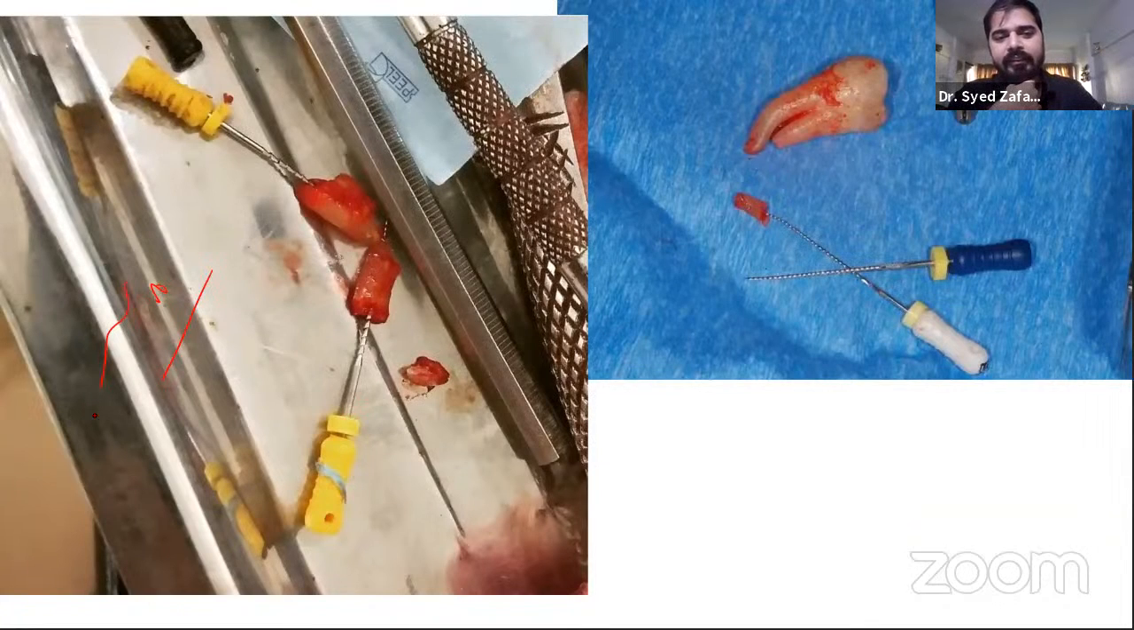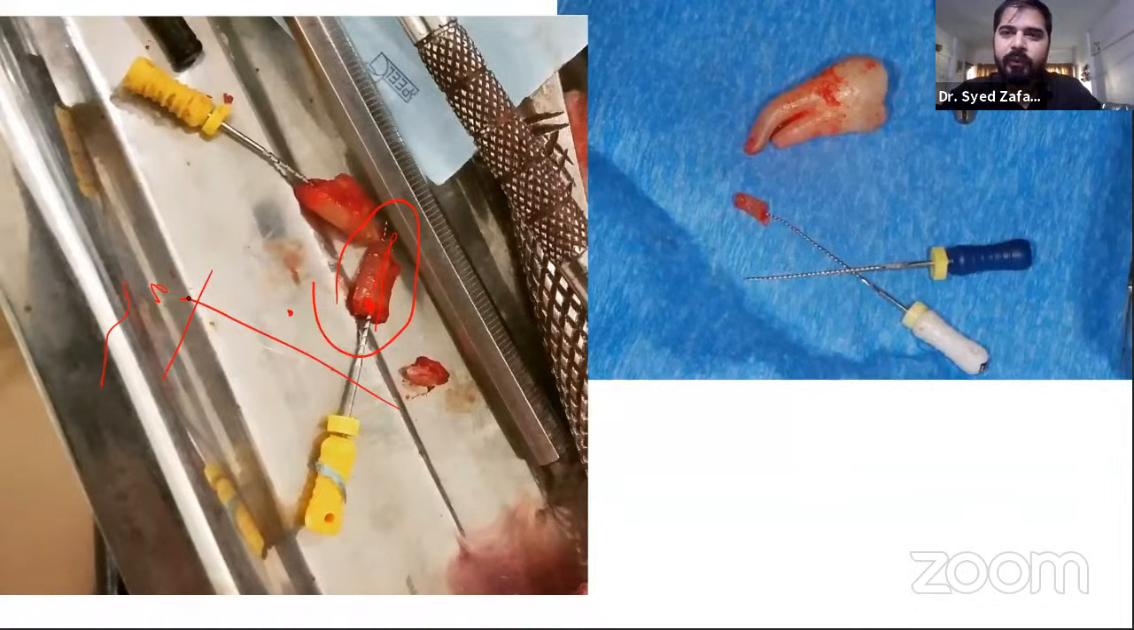I first of all cleaned the socket and looked for the canal. I engaged the file in it, and I engaged it tightly. Then I pulled it out, and the root was extracted out from the socket.